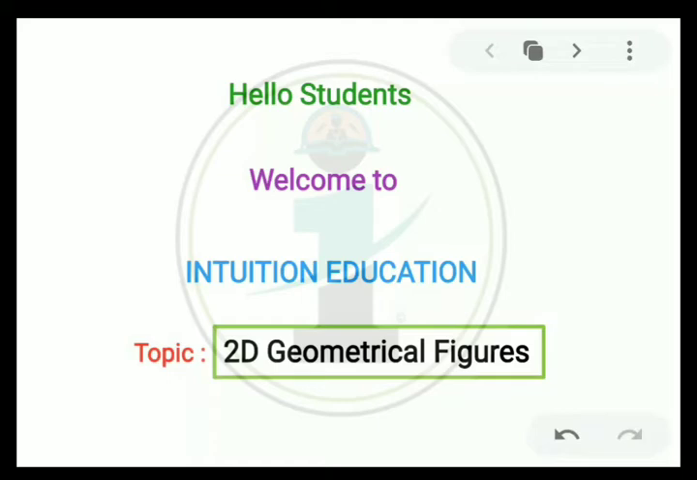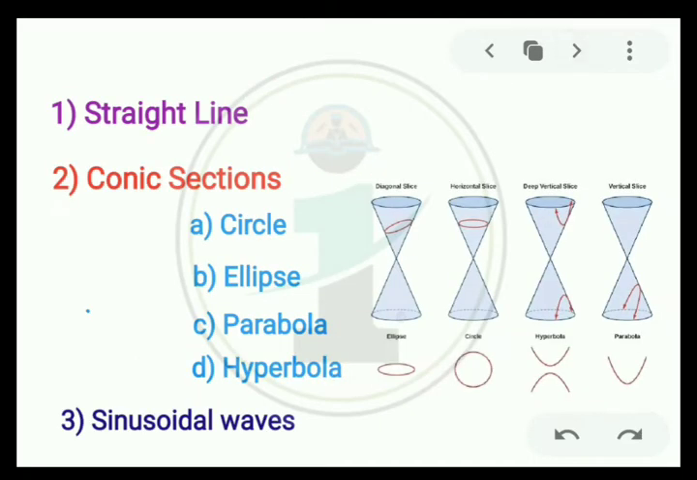So today I'll be talking about the 2D geometrical figures. 2D geometrical figures is completely a mathematical thing, but we need it in some physical cases. So 2D geometrical figures means these things. But the first one is not 2D, which is a 1D geometrical figure, and the rest of the options are completely 2D.